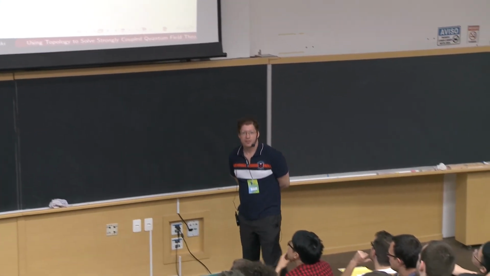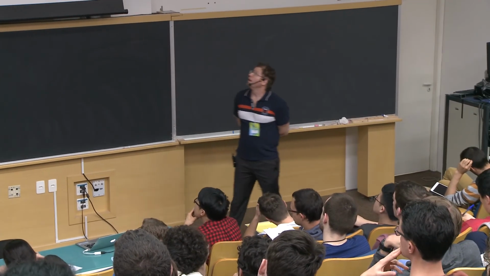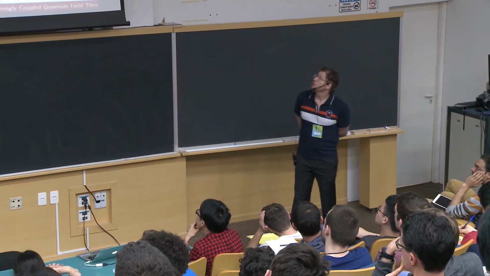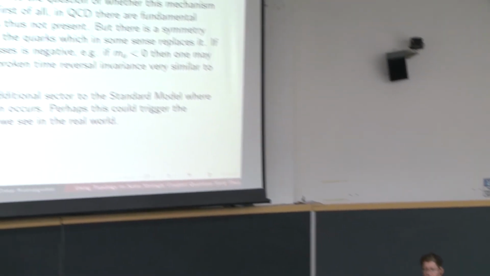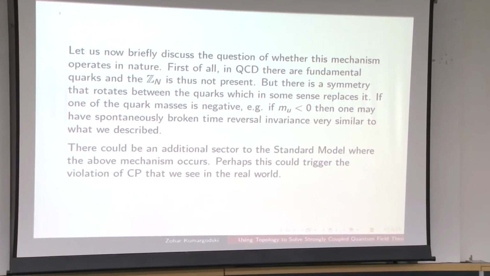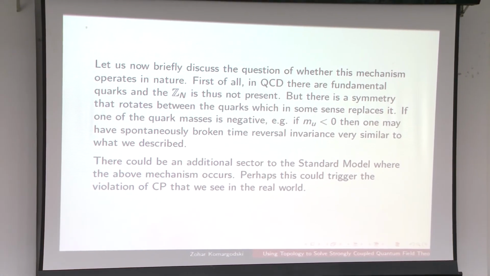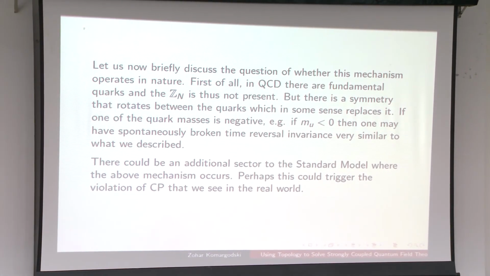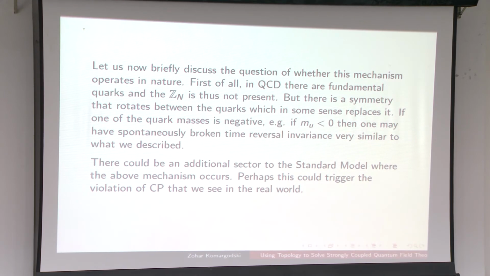Let me also make some comments about phenomenology. So first of all, in QCD, of course, there are quarks. And so once you have dynamical quarks, this Zn center symmetry, which allows you to measure charge mod n, disappears. So there is no Zn symmetry in real life QCD because there are dynamical quarks.